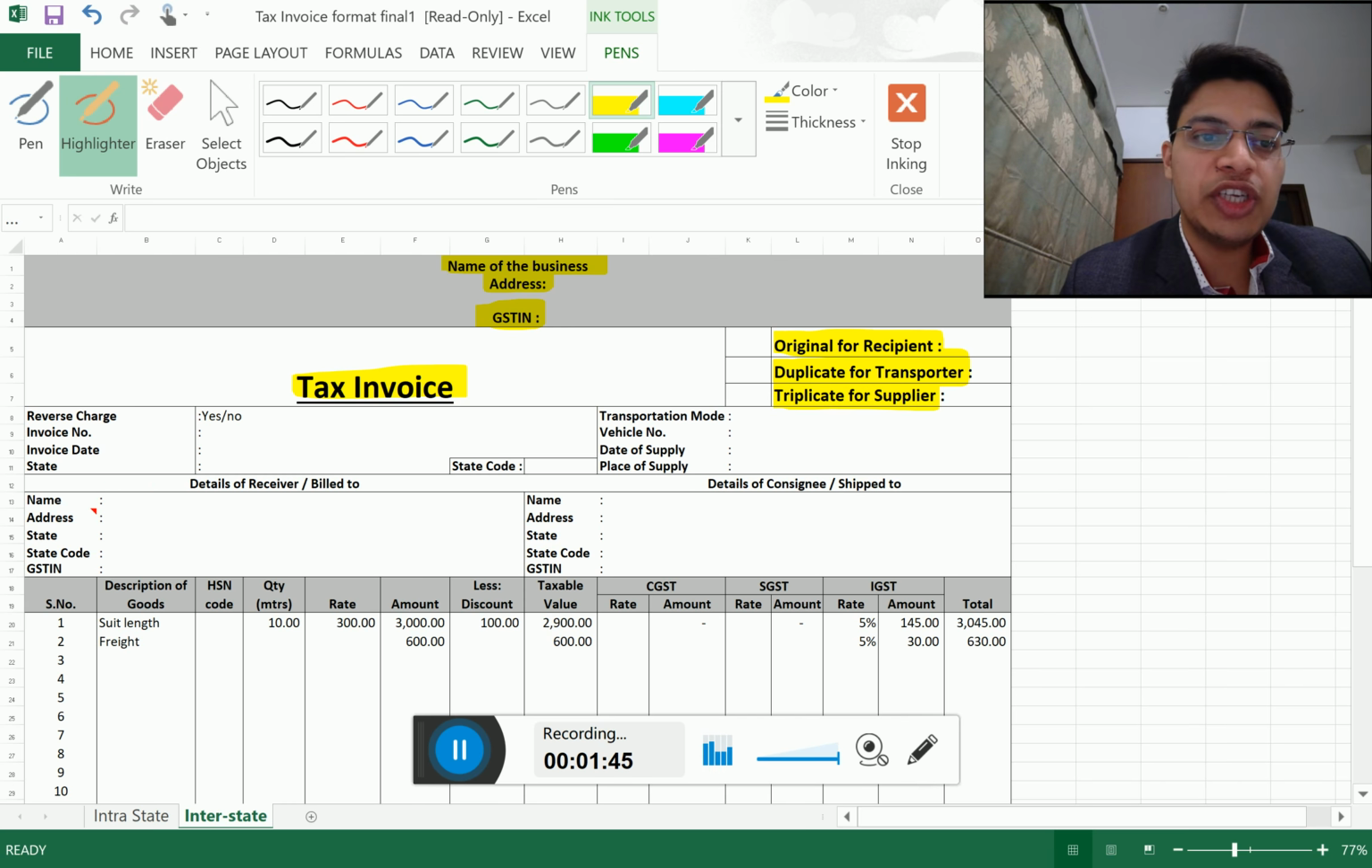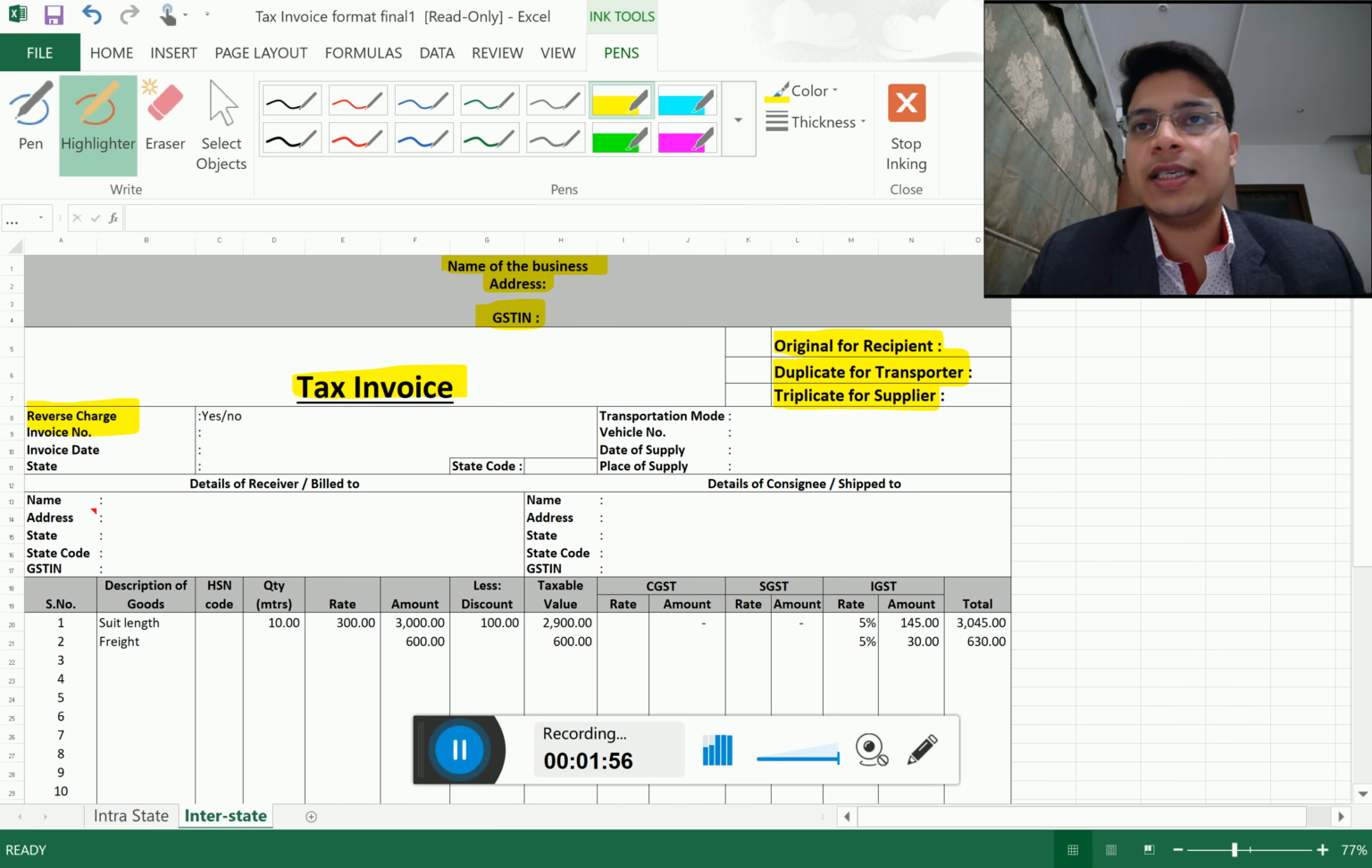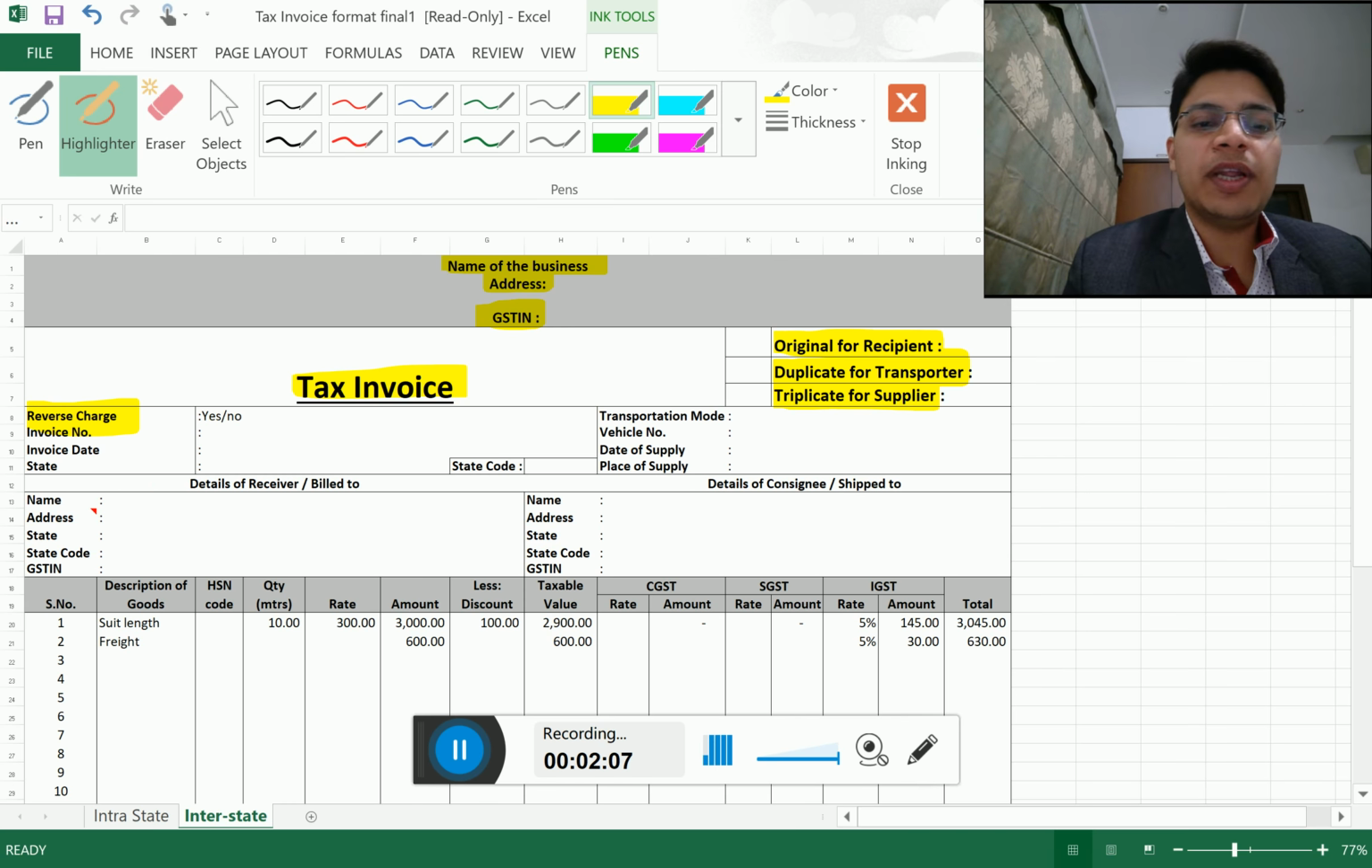You need to mention whether this invoice is for reverse charge mechanism or not. Reverse charge mechanism I'll explain in detail in another video. As of now, I can just say that if you're purchasing goods from an unregistered person, then you need to generate an invoice for yourself, and that will be on reverse charge mechanism basis. So you need to mention whether this invoice is on reverse charge or not.